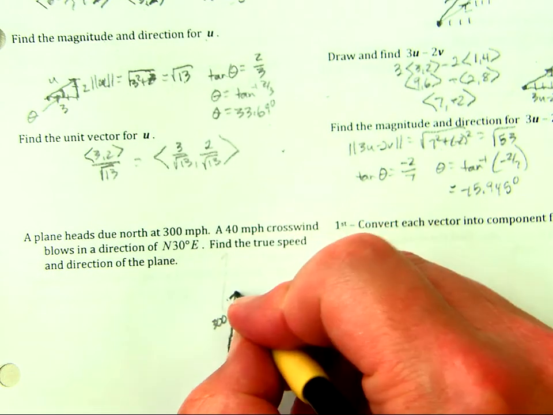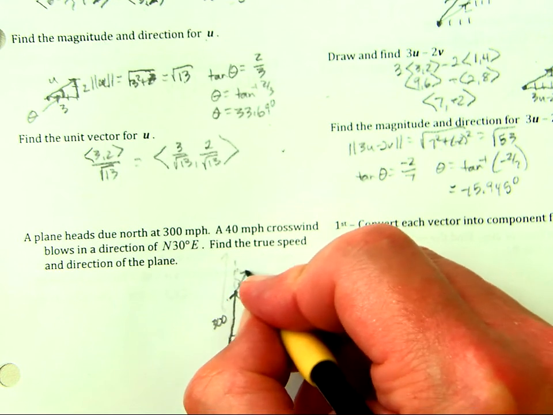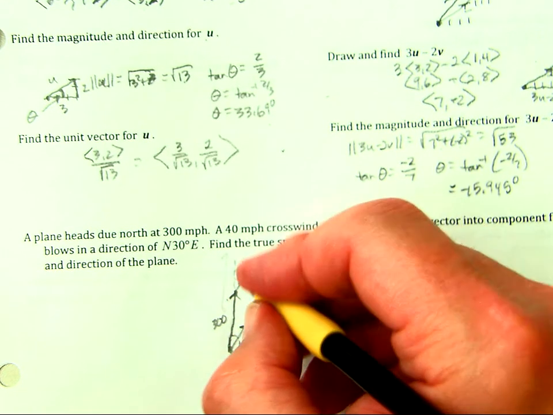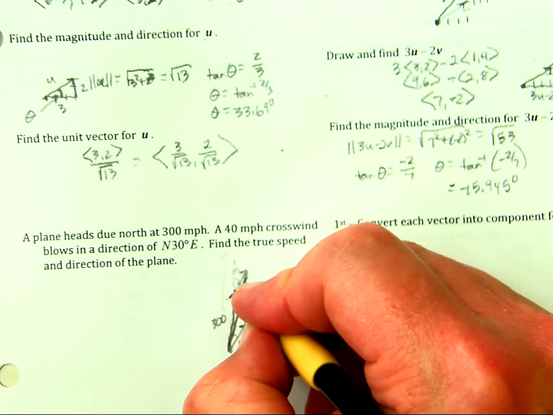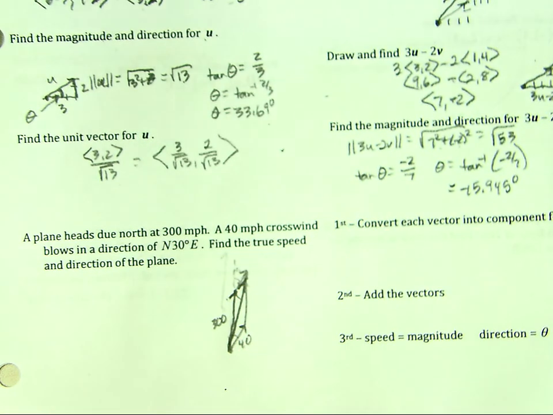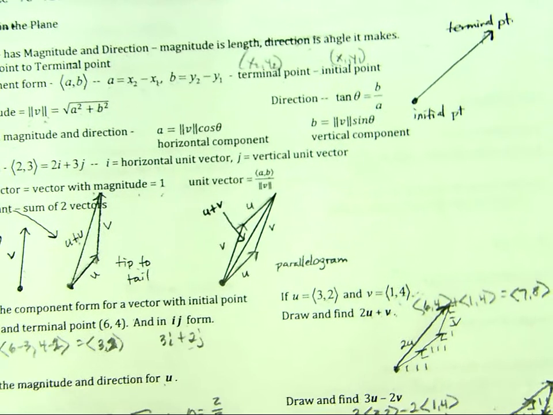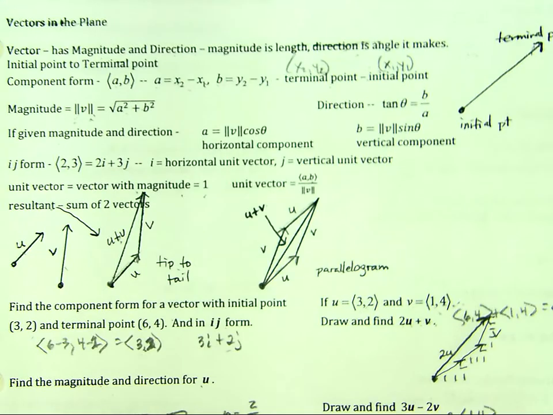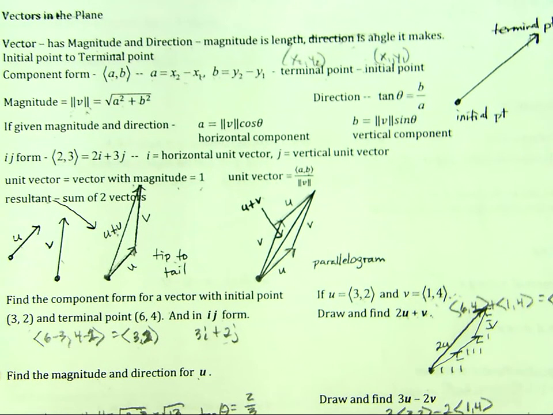Or if you did tip to tail, you would start right here and go 30 degrees east. So this angle right here would be 30 degrees east, and there'd be our wind of 40. If I draw my parallelogram here, that diagonal right there, that resultant, is the actual path of the plane. You can do this a couple different ways, but for component form, you want to break this down to its components. The component form means each vector has a horizontal component, so what part of it goes horizontally, and a vertical component.